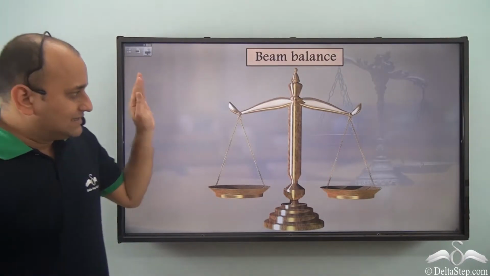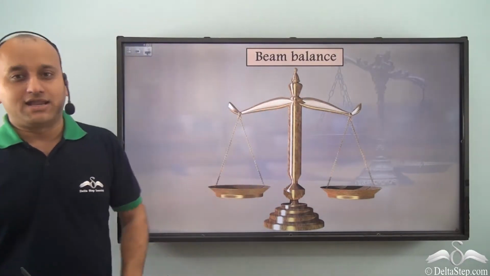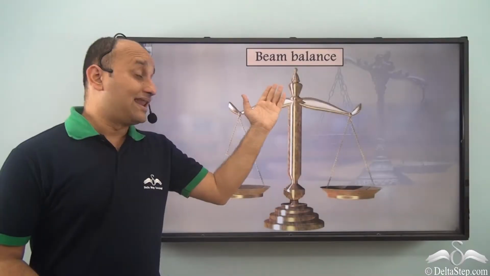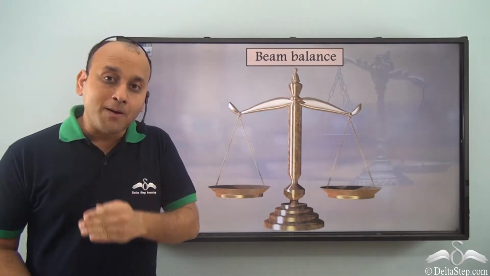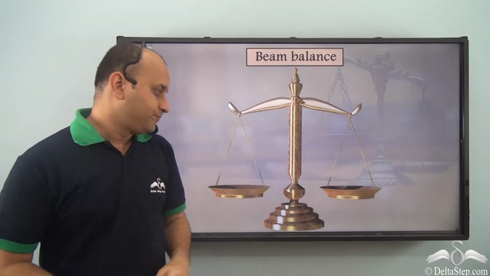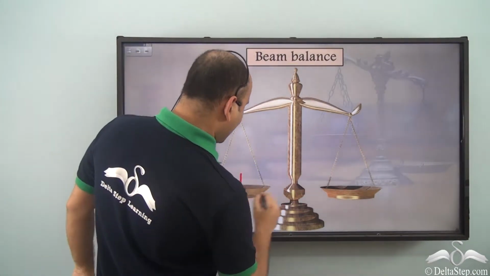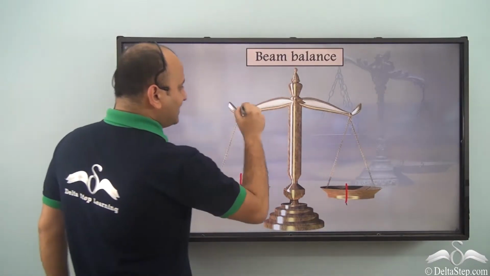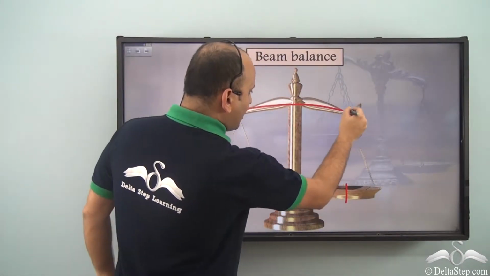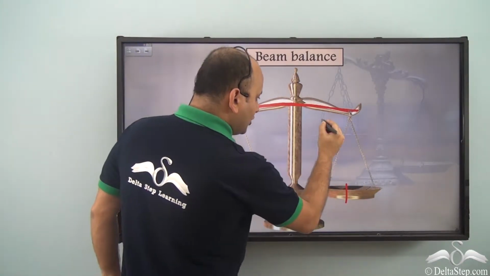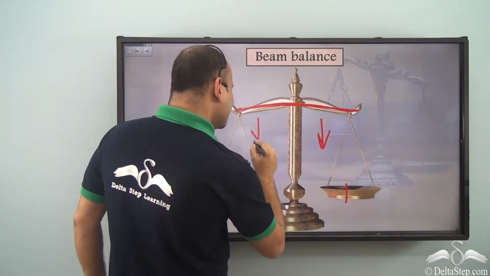Now this is a beam balance. Balance scales can be of different types. The beam balance is the most common type of balance scale, and it looks something like this. So you see, it has two sides, and this is a beam or a rod which connects them, and it will bend to any side which is heavier.